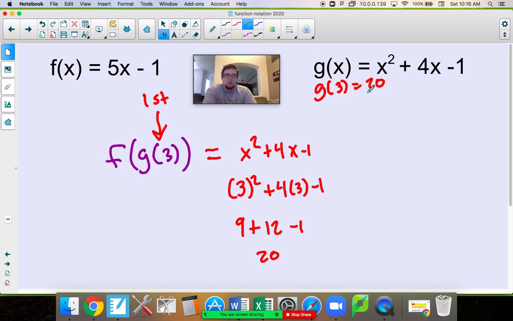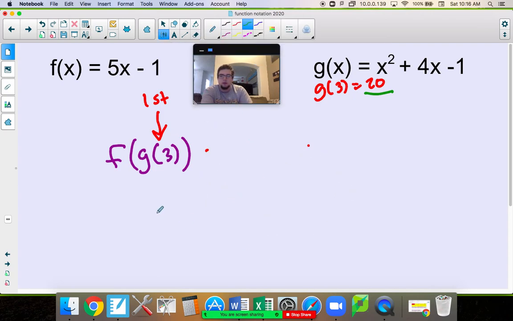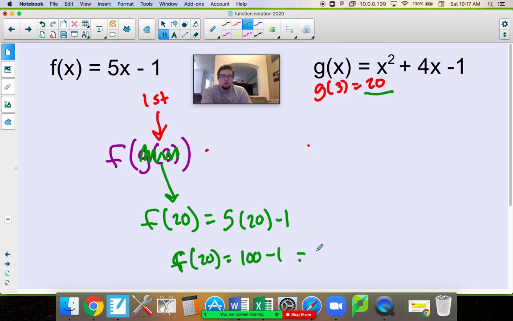I'm then going to use this 20, and that's going to be what I plug in for f. So the answer to g of 3 was 20, so this was replaced by the 20. So now I have 5 times 20 minus 1, which gives me 100 minus 1. So my final answer to f of g of 3 is 99.